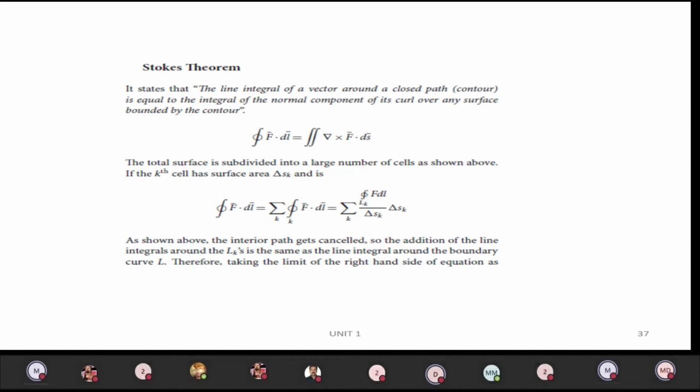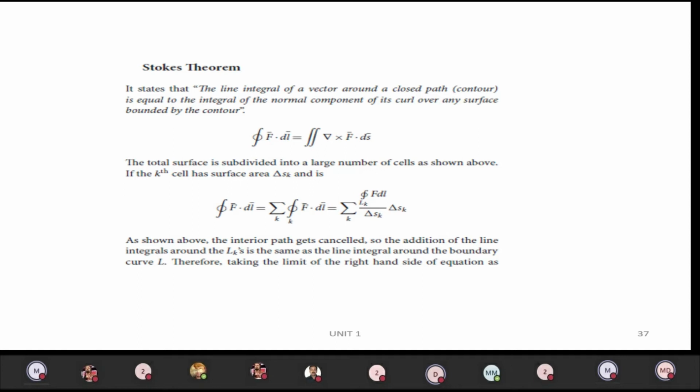So I am having one vector. For that, I am taking the line integral over the closed path. That value should be equal to the surface integral of the curl of the vector, not the surface integral of the vector, but the surface integral of the curl of the vector. So closed integral of F dot dl equals double integral of del cross F into dS. Closed integral of F dot dl equals surface integral of del cross F into dS. This is what you will have for Stokes theorem.